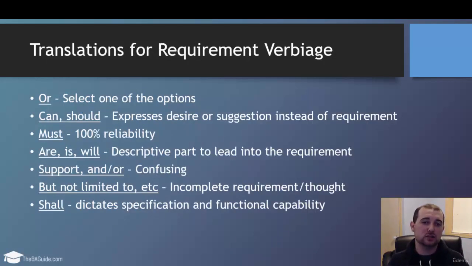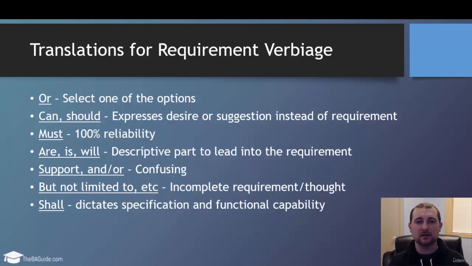So let's talk about some translations for different requirements and different requirement verbiage. First one is or. Many people probably know this, but this means that they're going to select one of the options. The system shall do this or do this. What that's saying is it either needs to do this or this, and one of those will meet the requirement.